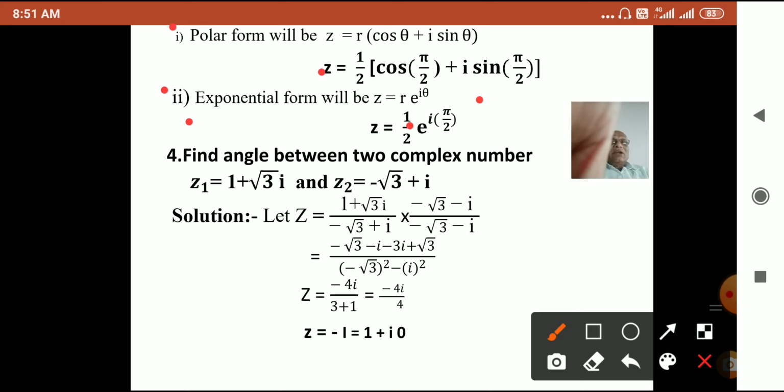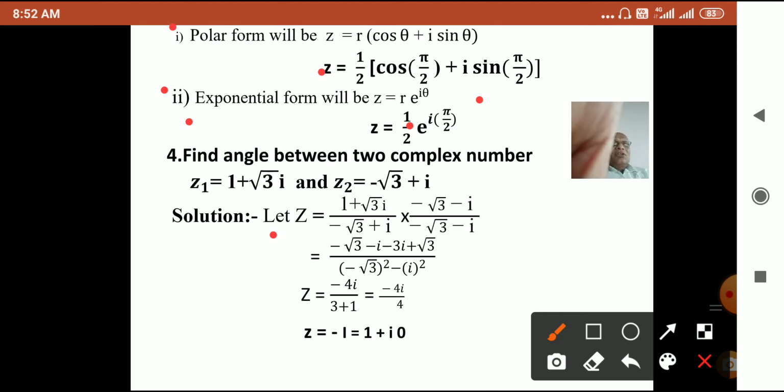Now using this same idea, we take the fourth example, that is to find the angle between two complex numbers. If you want to find the angle between two complex numbers, which we have given as z1 equal to 1 plus root 3 i and z2 equal to minus 3 plus i, we have to take the ratio of these two complex numbers if I want to find the angle. So we have taken this ratio, that is z equal to 1 plus root of 3 i, where i is outside the square root, divided by minus 3 plus i. Now in order to convert this complex number into standard form, we multiply and divide by a common term, and this is minus root 3 minus i, over minus root 3 minus i.